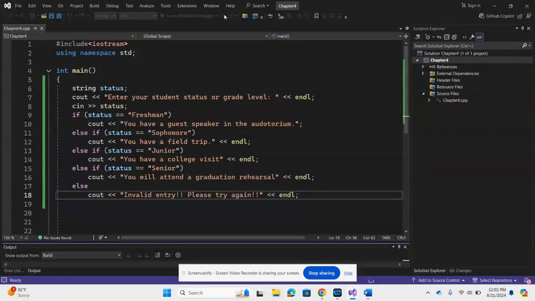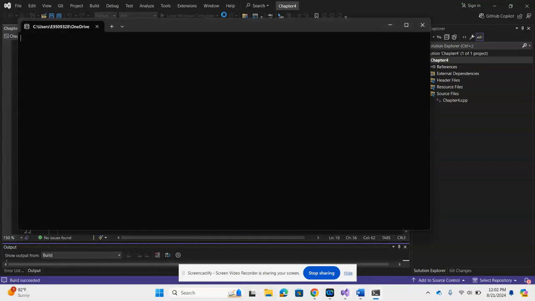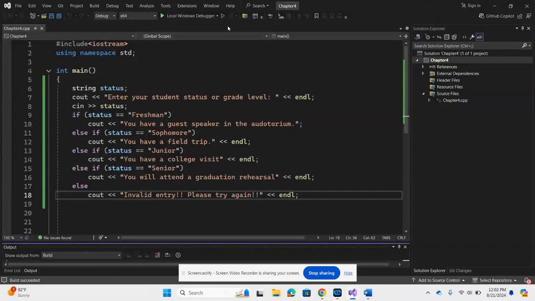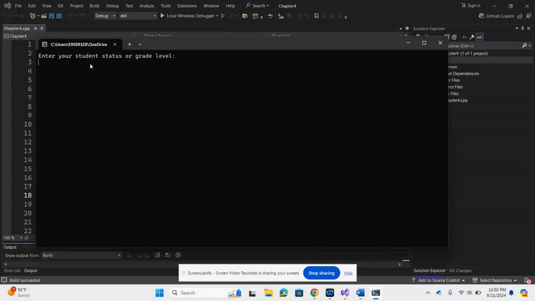It's gonna ask me for the student status. So I'm gonna put here freshman. Be careful that you don't misspell it, because if you misspell, then you're gonna get something else. See, freshman, you have a guest speaker in the auditorium. So far, so good. So that's the only answer you get. You don't get anything else. So basically, in the if else if, it executes that statement based on the condition, and then it would exit the program.